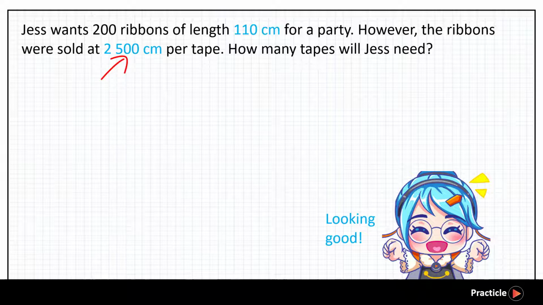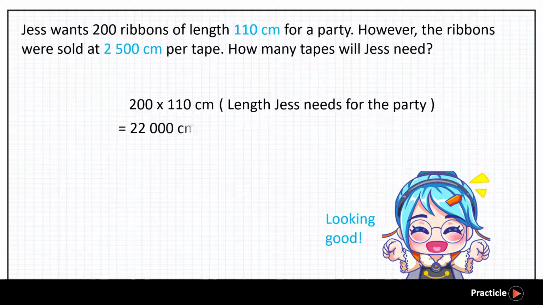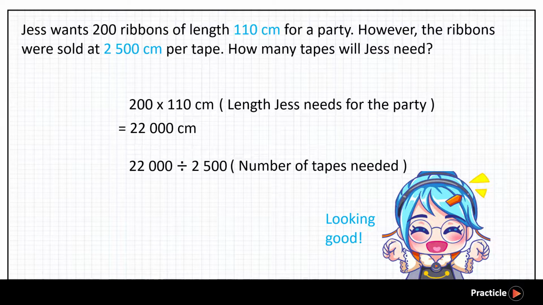Now that we have all the units in place, how would you go about solving this math question? Some of you may think that we can multiply the number of ribbons, 200, by 110 cm. And this is going to give us the total length of the ribbons that Jess needs, right? Which works out to be 22,000 cm. And then because we know that one tape is 2,500 cm long, you'll probably choose to divide 22,000 cm by this to get the number of tapes needed. Are you thinking of the same thing?